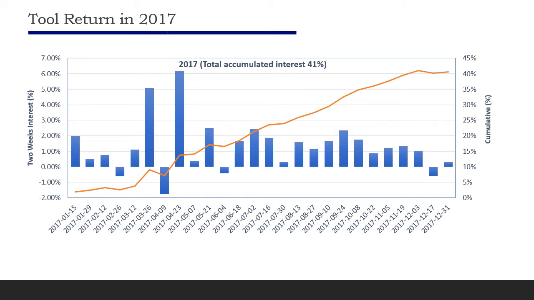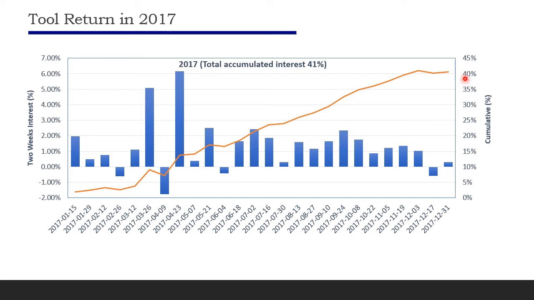Starting with 2017, here you can see the performance of this method in 2017. Again, on the right axis, you can see the accumulative return, and on the left axis, you can see the return of each individual package, which has been shown with the bars here. And this orange curve shows the accumulative return of this method in 2017.